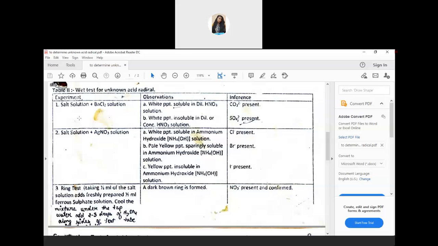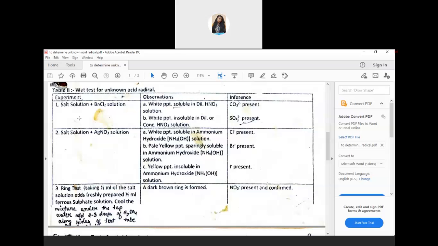If the salt is soluble in water, dilute sulfuric acid, concentrated sulfuric acid, or dilute HCl, the solvents I have given earlier, then which is the perfect solvent for the salt? With that solvent, you have to make a salt solution. From the salt solution, take a little in a test tube and add barium chloride solution. For this test, two observations may come.